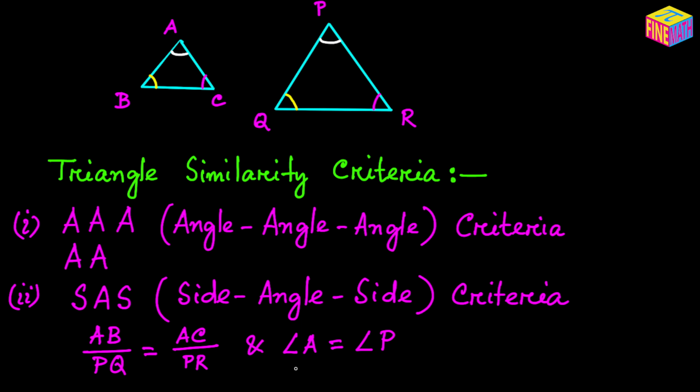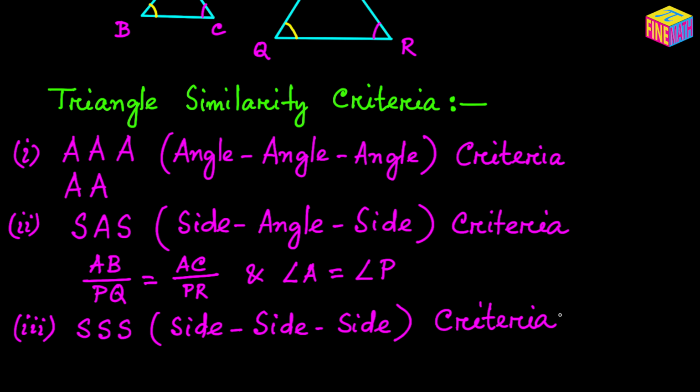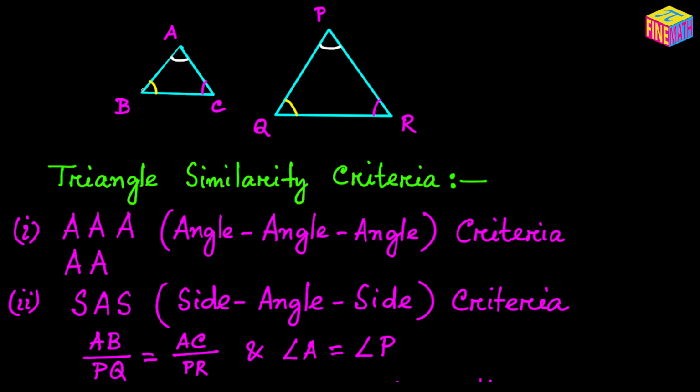Now let's talk about the third criteria. The third criteria says that if we have two triangles where the corresponding sides are in the same ratio, then we can call both the triangles similar triangles. For example, in this particular picture, if we have AB divided by PQ, this ratio, right? Same as the BC to QR ratio, same as the AC to PR ratio, then both triangles will be similar triangles. So let me first write it down.